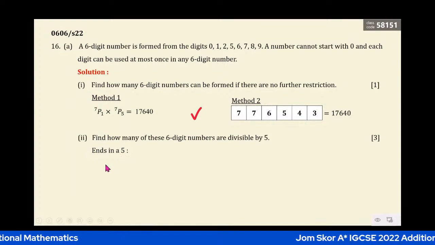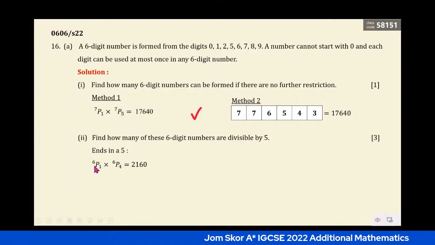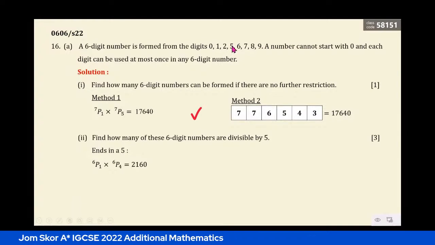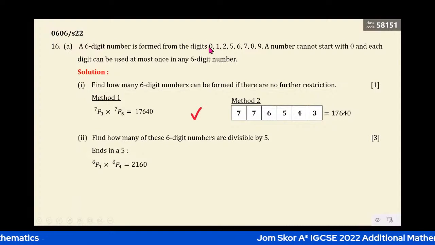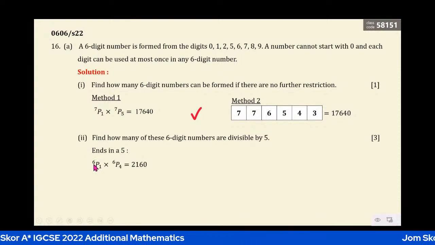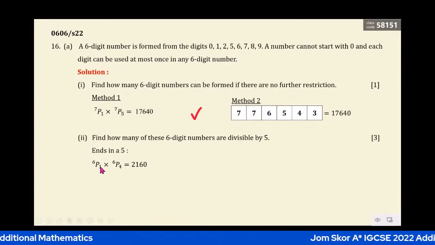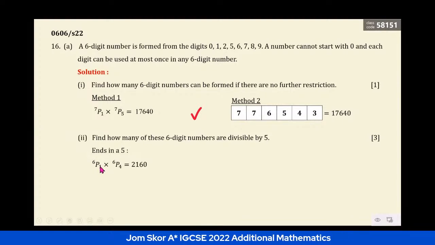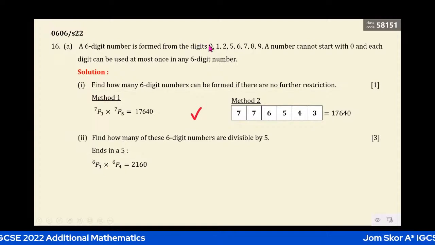Okay, so to fulfill the first place, okay, out of 8 digits, 5 dah ambil letak dekat belakang. So kita ada lagi 7 digits. 7 digits, 0 tak boleh duduk depan. So we have only 6 digits to be taken. Alright. So 6P1 untuk first place. Okay. So selepas kita dah isi tempat pertama, so kita ada lagi 5 digits. Sebab 5 digits tambah lagi dengan 0. So we have another 6, P4.